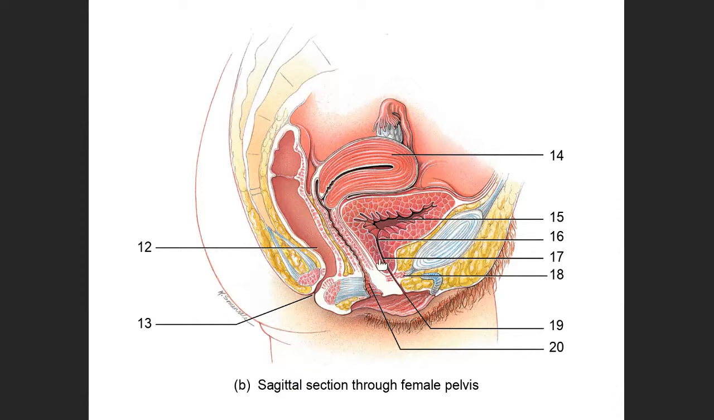Number 17 is the, and number 19 is external urethral orifice. And number 18 here is urogenital diaphragm or pelvic diaphragm. In this diaphragm, we have external urethral sphincter.